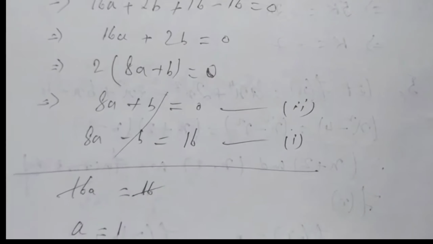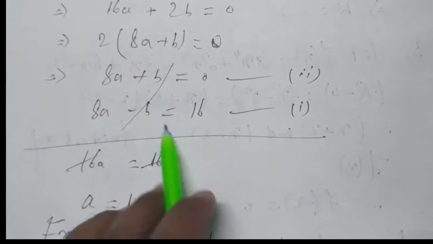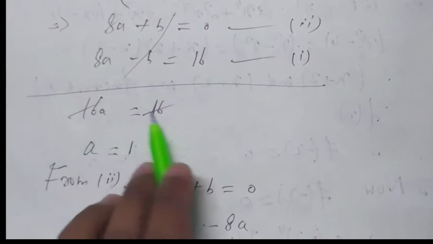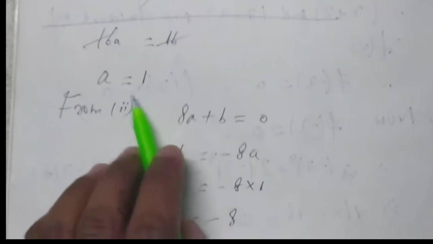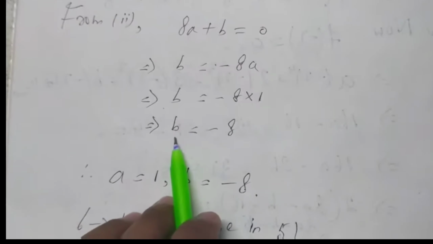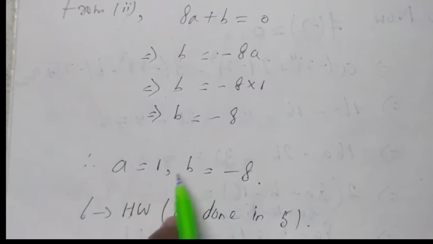As you know, by simultaneous equations you can solve these two equations. So plus b and minus b cancel. 8a plus 8a is 16a, and 16 plus 0 is 16. 16 cancels, so a equals 1. Now you can put the value of a in equation 1 or 2. From equation 2, b will be minus 8. So this is the final answer, a equals 1 and b equals minus 8.